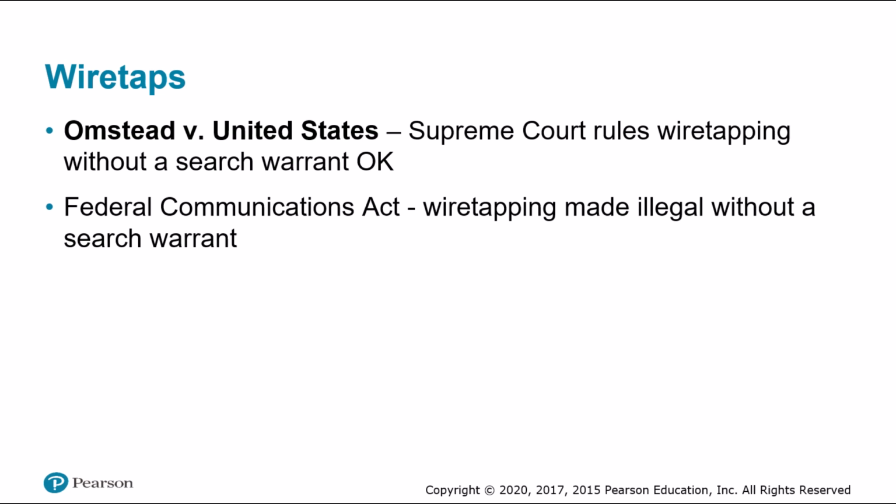Olmsted appealed all the way to the U.S. Supreme Court. His lawyer argued that the police had violated Olmsted's right to privacy by listening in on his telephone conversations. Olmsted's lawyer also argued that the evidence should be thrown out because it was obtained without a search warrant.